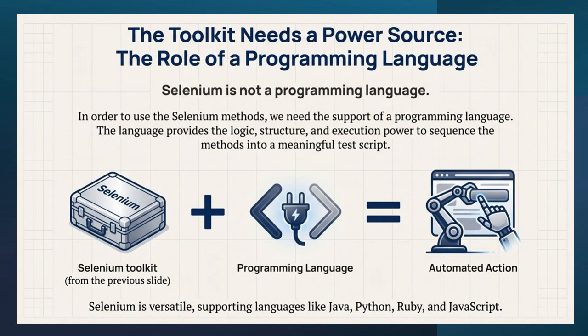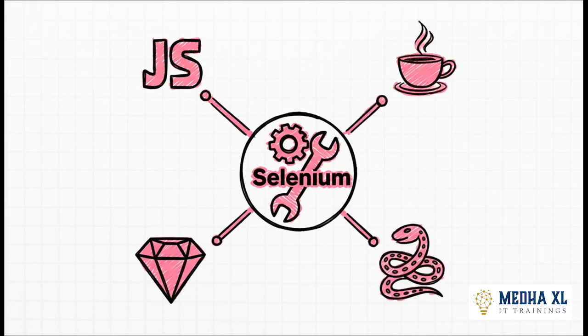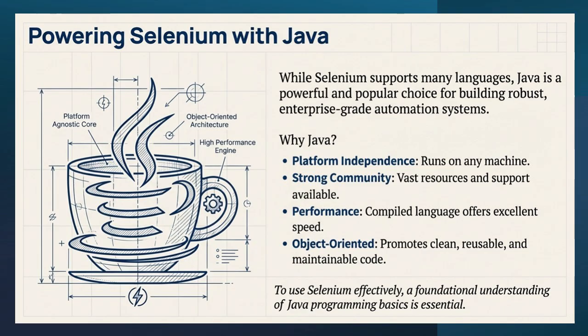People think you write code in Selenium. But nope, that's not how it works at all. So if it's not a programming language, then what on earth is it? Well, the answer is that Selenium needs a programming language to do anything. Think of it this way. Selenium provides the commands, but you're the one who has to write those commands using a real language, like Java, Python, or JavaScript, to actually tell the browser what to do.